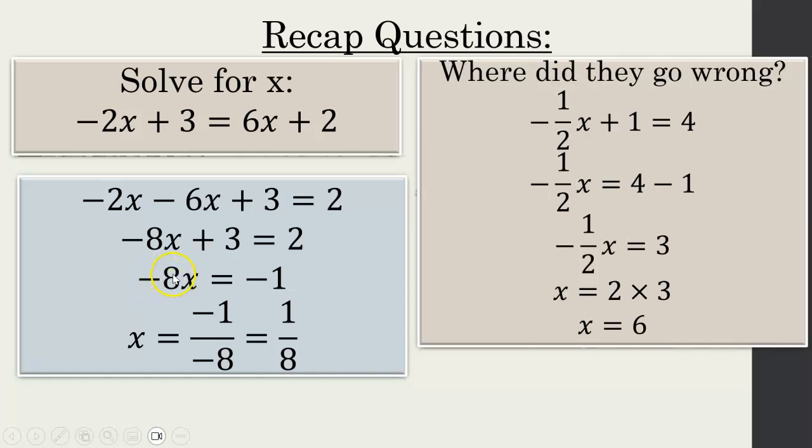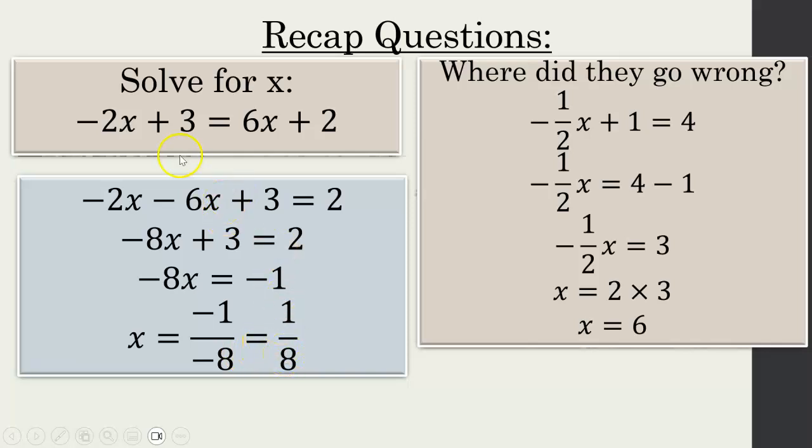So I have minus 8. I divided by minus 8 when I brought it across the equal sign. So it's minus 1 divided by minus 8. Now, minus 1 divided by minus 8 is just 1/8 because a minus divided by a minus is a plus. So I get x is equal to 1/8.